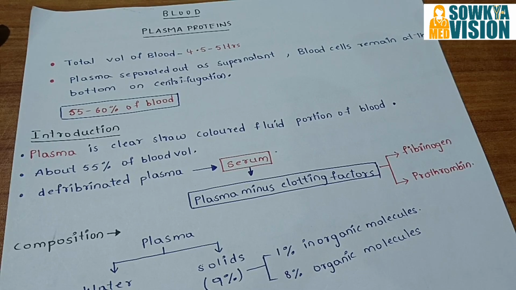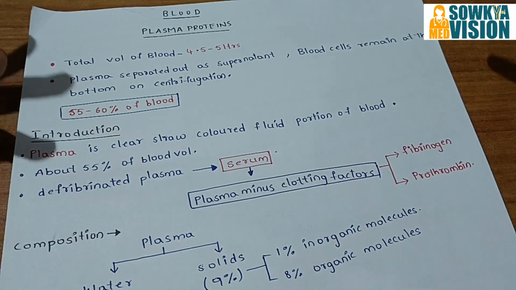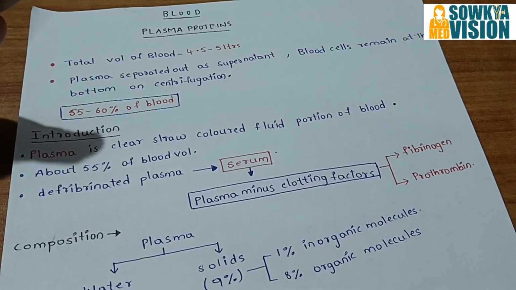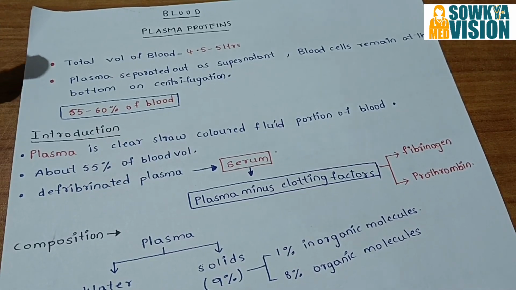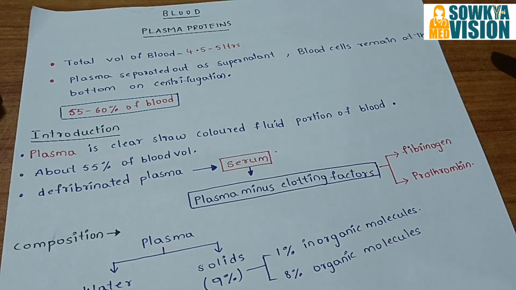Today we are going to start with the new topic, blood. The first chapter, plasma proteins. What are the plasma proteins? These are the proteins that are present in the plasma. So what is plasma? Plasma is a clear straw colored fluid portion of blood. Plasma is present in the blood. The proteins which are present in plasma are known as plasma proteins.